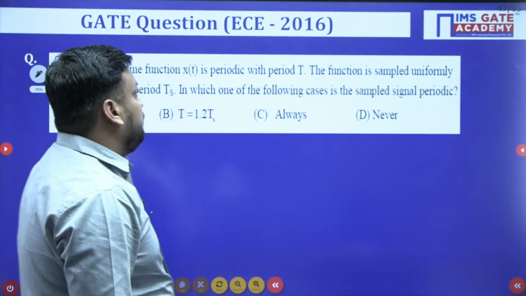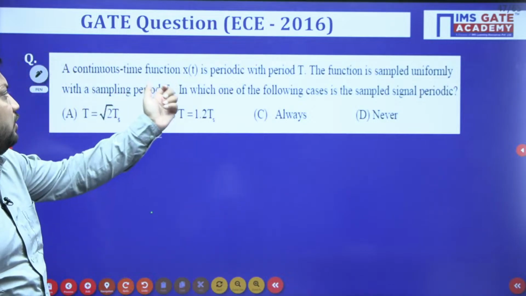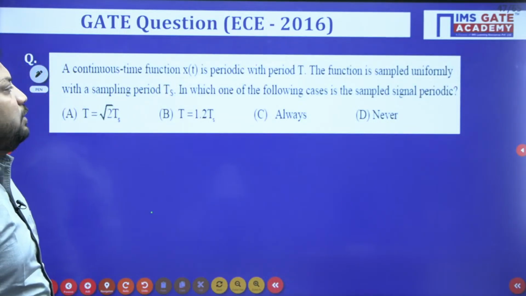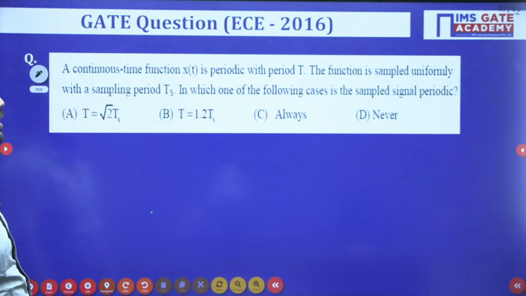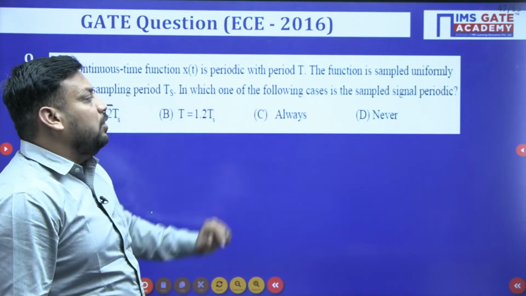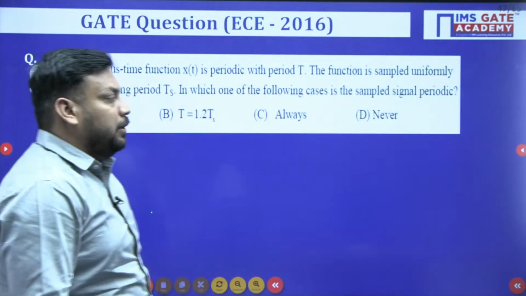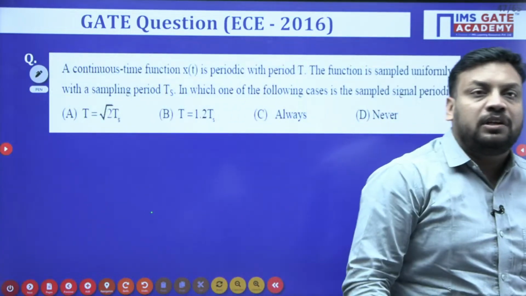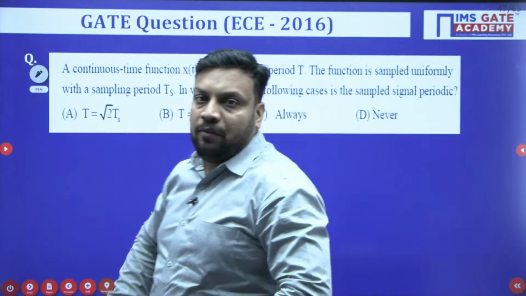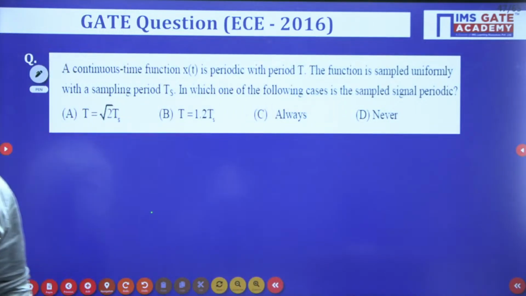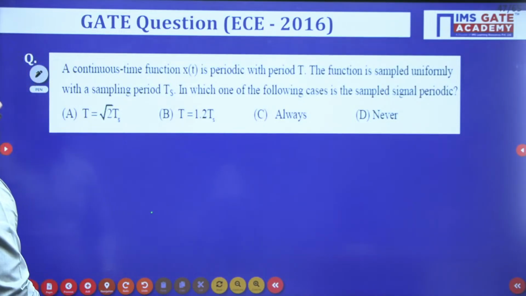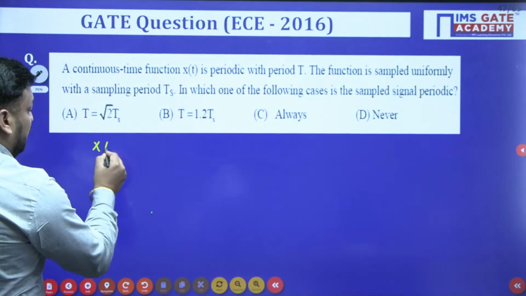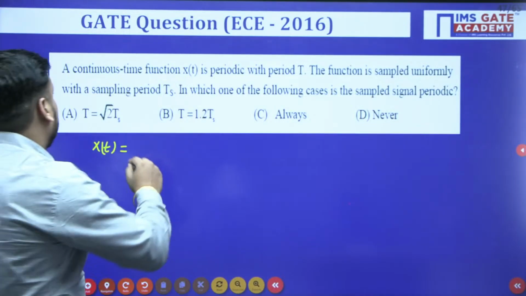A continuous time x(t), just read the question guys. A continuous time x(t) is periodic with period T. The function is sampled uniformly with a sampling period Ts. In which one of the following cases is the sampled signal periodic? So I think this is the question from which we have to start today's class. So x(t) is a periodic signal with the fundamental time period capital T. It means x(t) satisfies this condition.